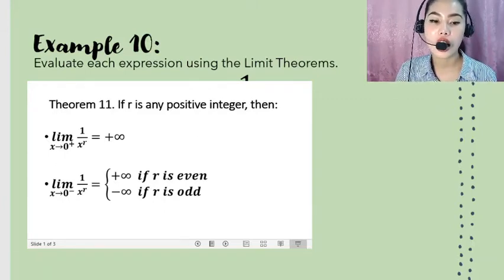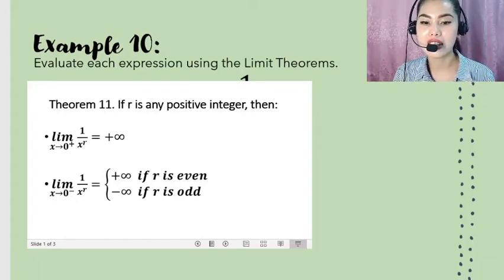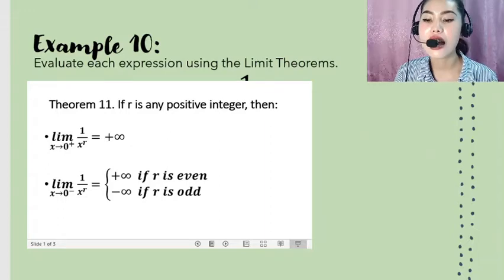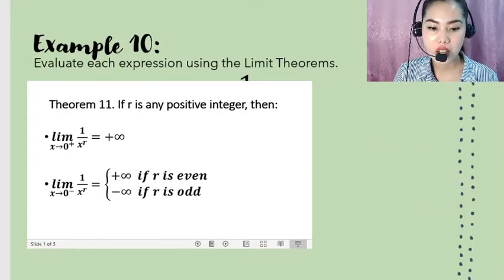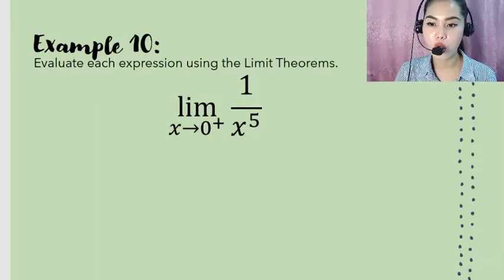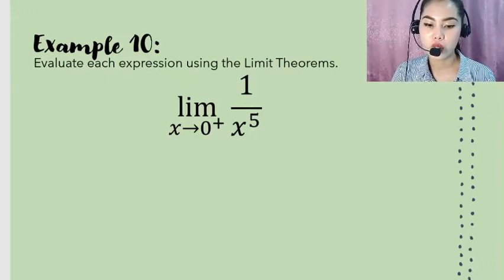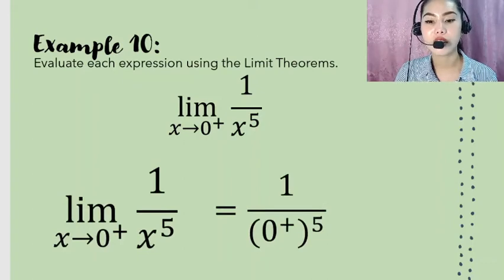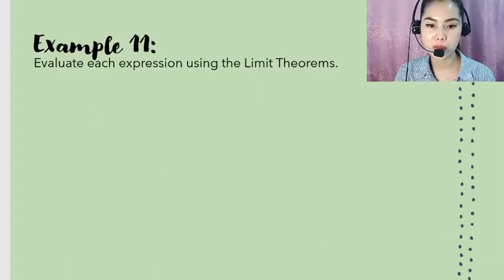And if the limit approaches 0 from the left, there are two cases that you need to consider. First, if r is even, then it approaches positive infinity. If r is odd, then it approaches negative infinity. Now, to go back to our problem, you have 1 over x to the power of 5. So it falls on the first scenario, wherein x approaches 0 from the right. Now, we have the answer, positive infinity. Okay? Next, let's go to example number 11.